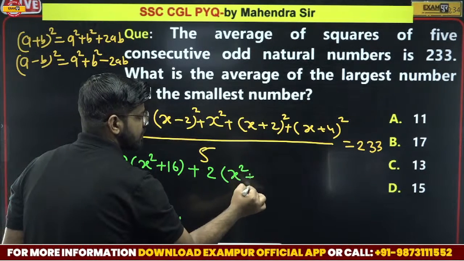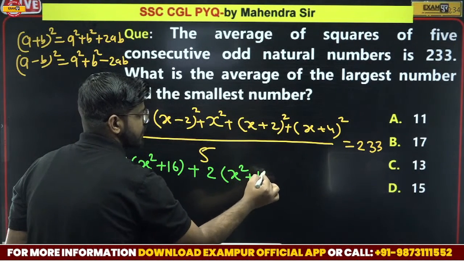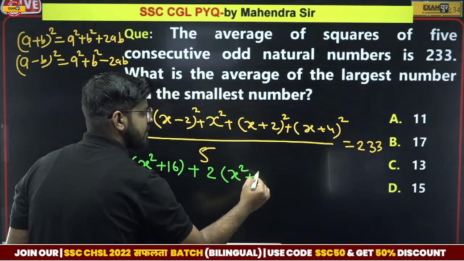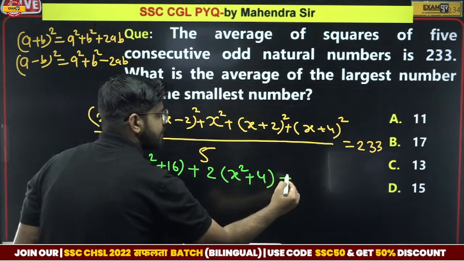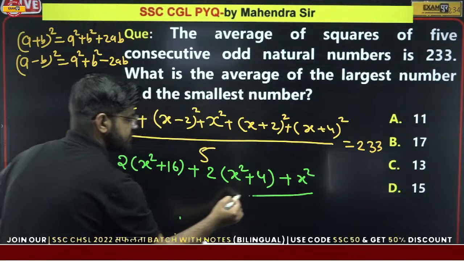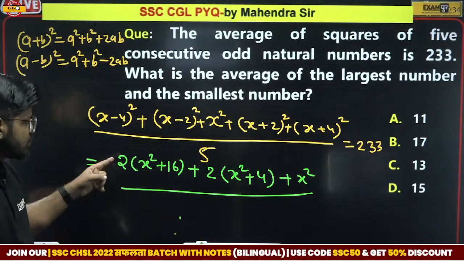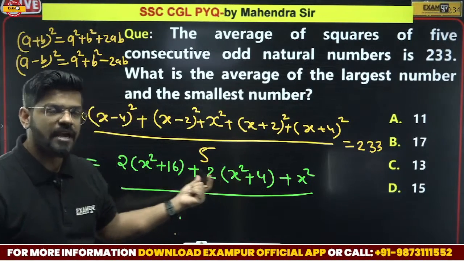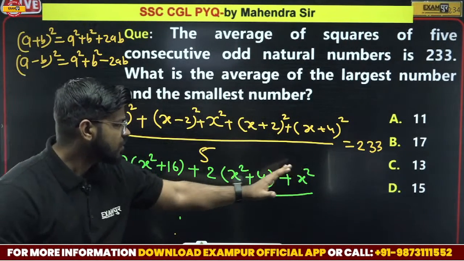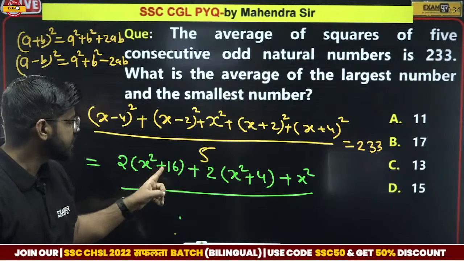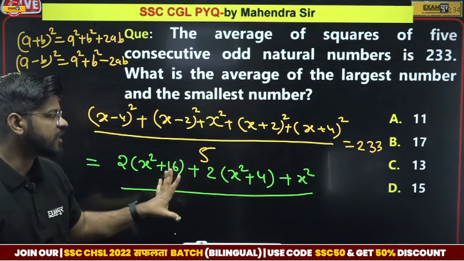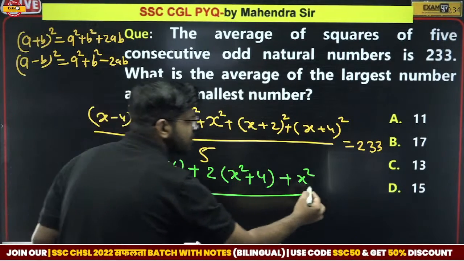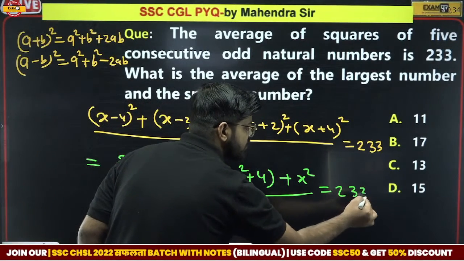2x square plus 4 square, sorry, 2 square, or we can directly write 2, and we have plus x square. We have direct x square. So 2 times x square, 2 times x square, 1 time x square. Total we have 5 times x square here. Okay, and we have 32 and 8, that means 40 here, and 5 will get multiplied there, or we can divide it here only. We don't have any problem.